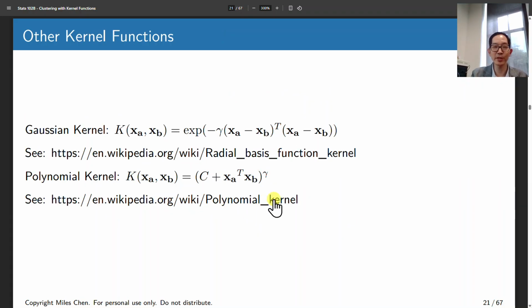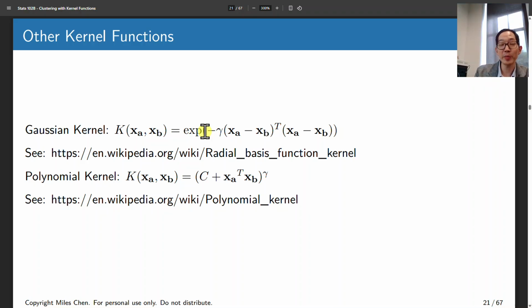And there are other things. One important one is the radial basis function kernel. For this one we go straight to it: we take our two-dimensional vectors xa and xb, do xa minus xb, transpose, xa minus xb, and then take the exponent of that.